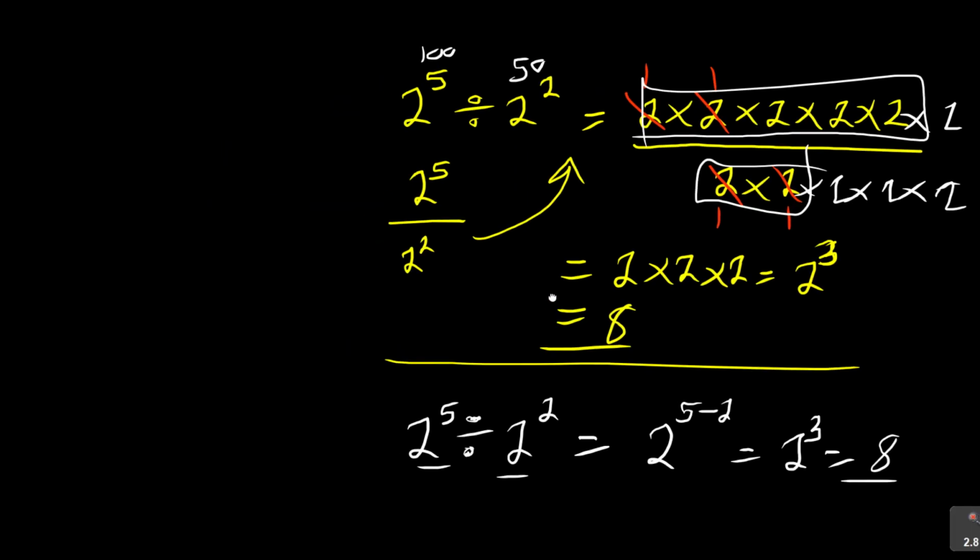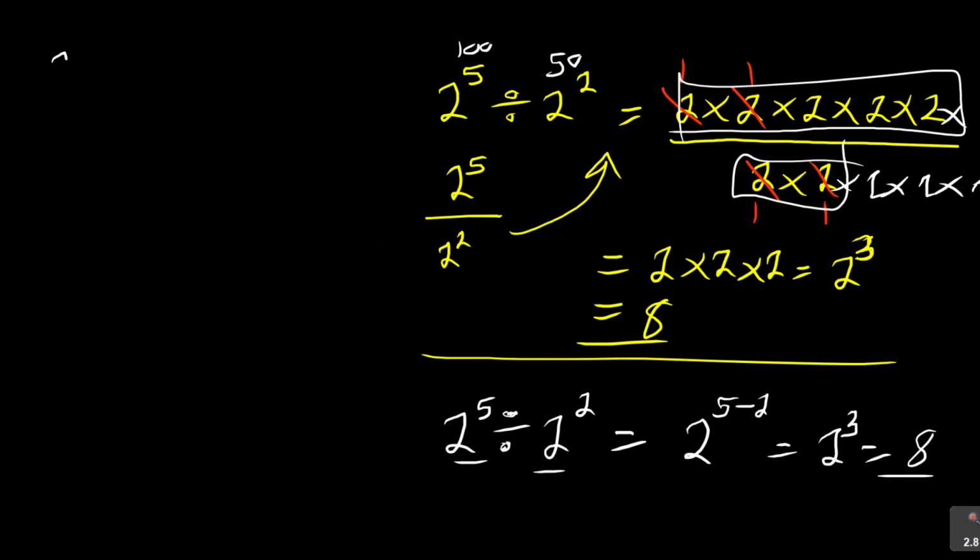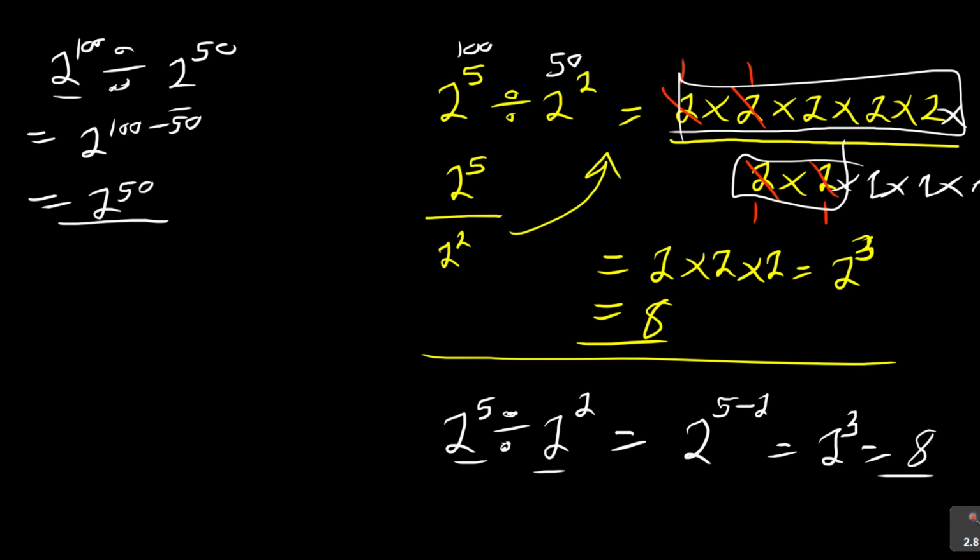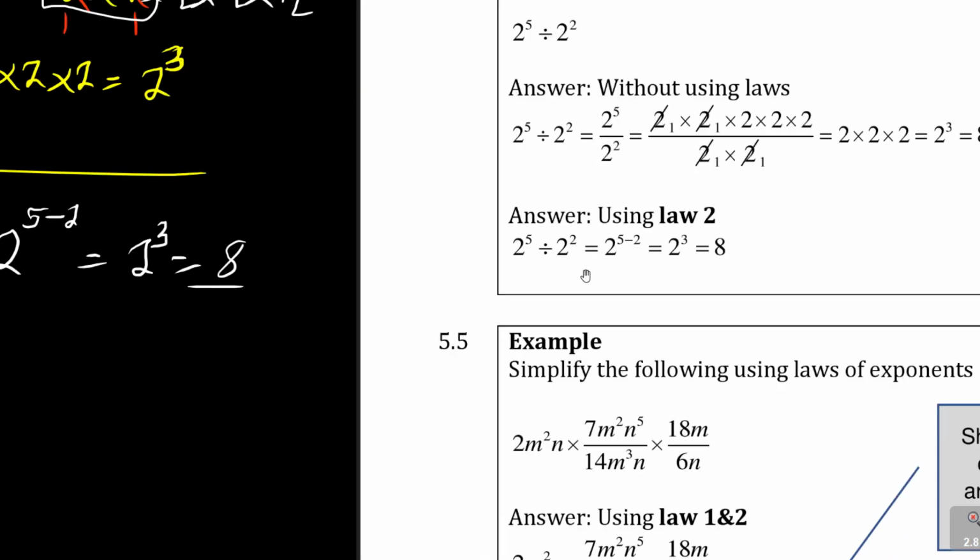So in the case of this one, whereby it was 2 to the power of 100 divided by 2 to the power of 50, the law says the same base, 2 to the power of 100 minus 50, which is equal to 2 to the power of 50. You leave the answer like that. Are you with me? So that's how you solve that.